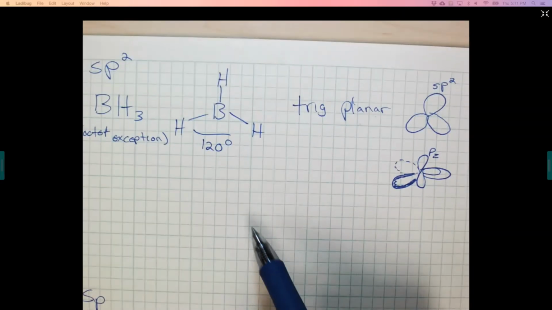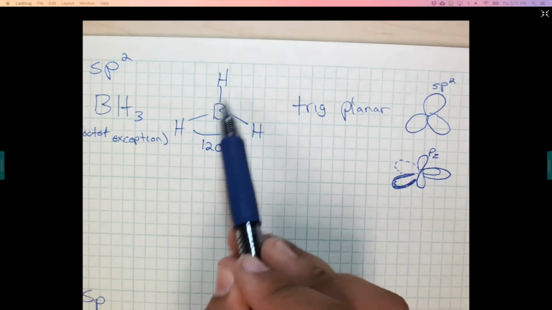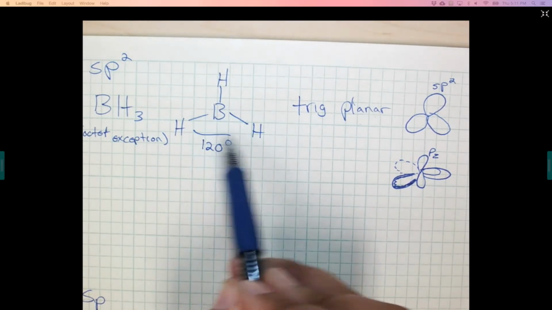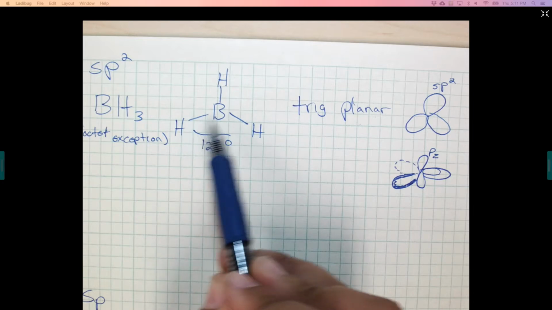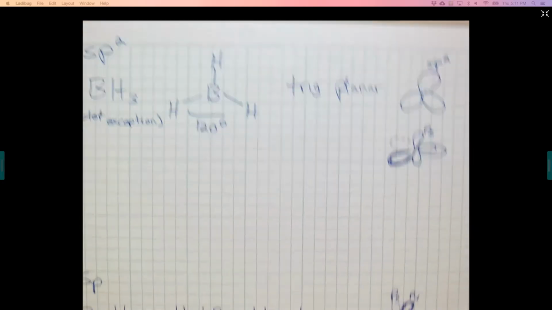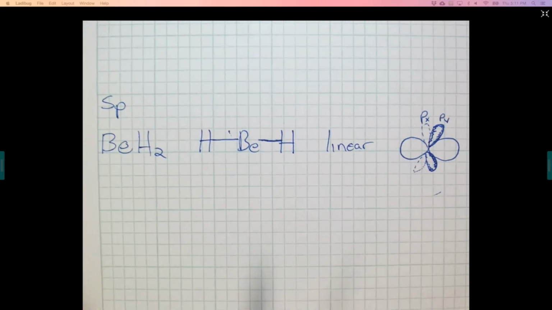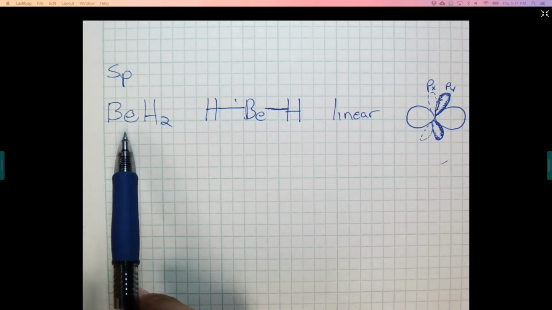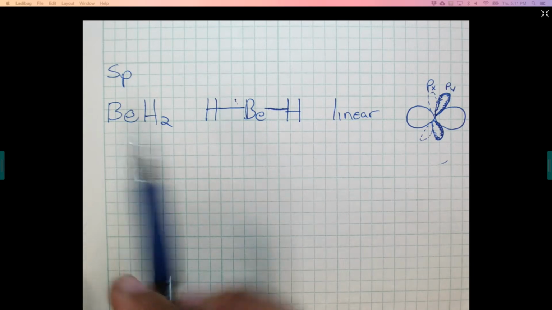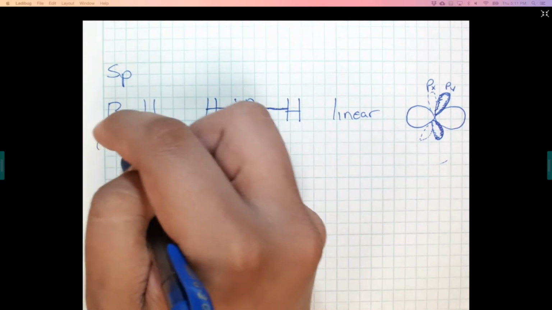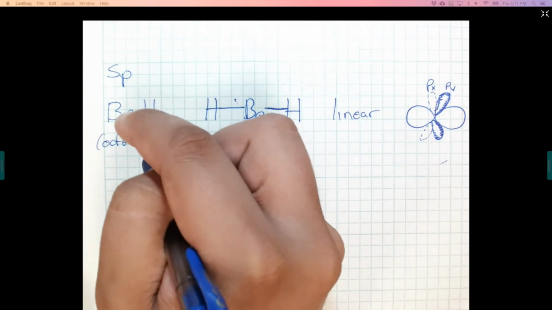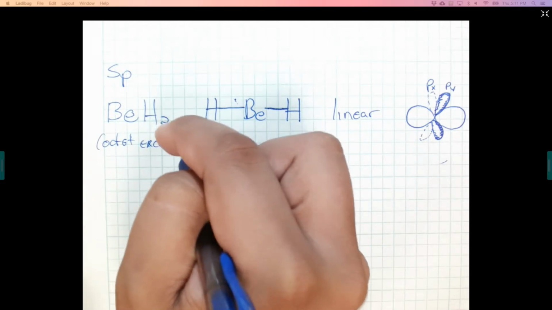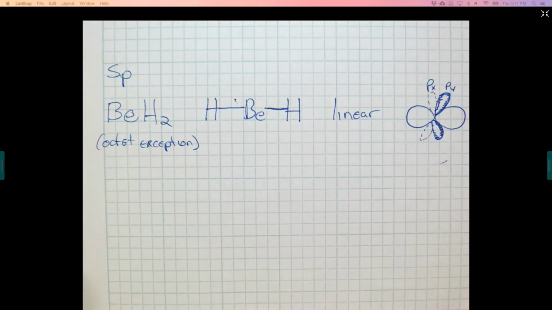Now, as far as polarity is concerned, again, the magnitude of the vectors would all be the same, so we would have a nonpolar molecule. If there were 3 bond dipoles, they would cancel one another out. All right, and lastly is sp hybridization, and we also have an example from the text that we saw in class that is also an octet exception, and that would be beryllium dihydride, or BeH2.